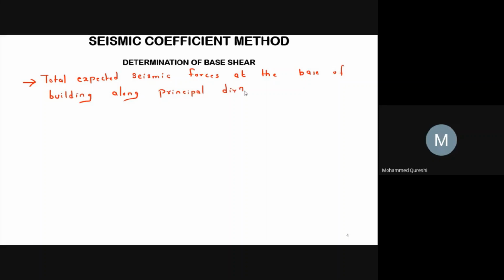Hence, the total design lateral force or design seismic base shear along any principal direction shall be determined by the equation VB equals AH into W. This equation is given in IS 1893 Part 1 2002, page number 24, clause 7.5.3, where VB is nothing but base shear, or you may also say that it is the total design lateral force at the base of the structure.